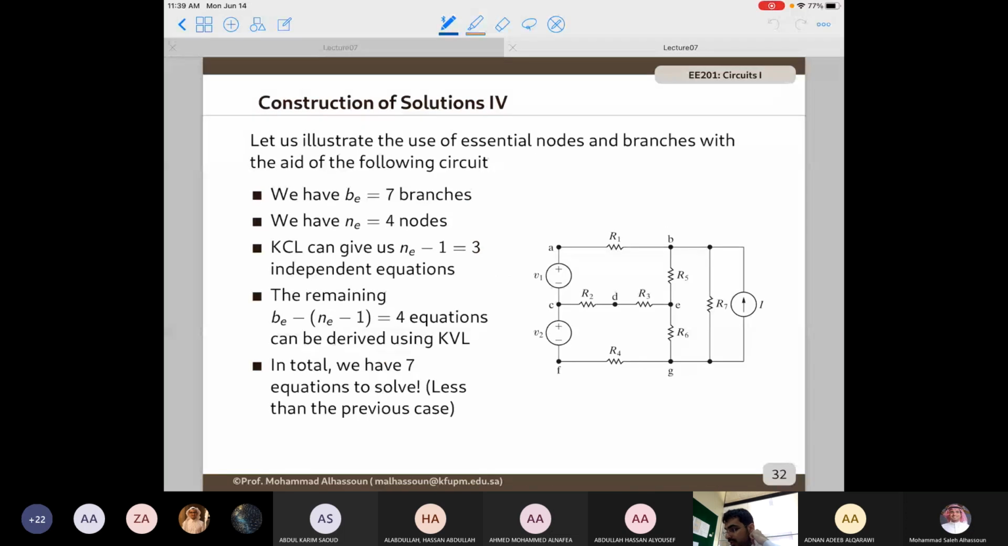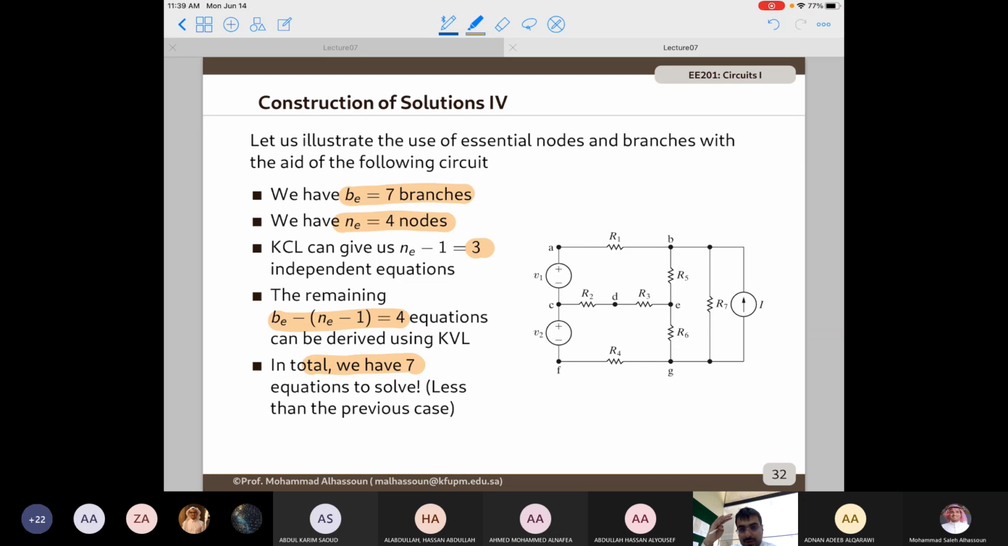So going back to the circuit that we studied, we have 7 essential branches compared to 10 branches. We have 4 essential nodes compared to 7 nodes. Then KCL is going to give me 3 independent equations. The remaining 4 equations can be found using KVL. So in total, I have 7 equations. So just by using the essential branches, I reduce the number of equations from 10 to 7, which is better than 10.